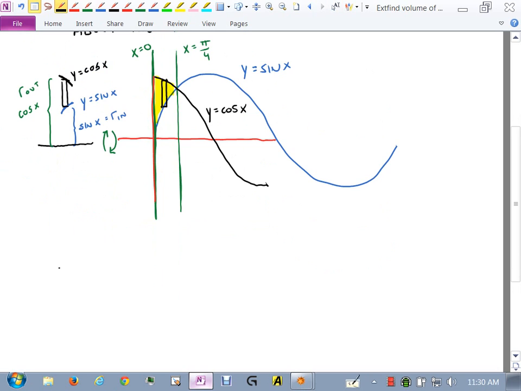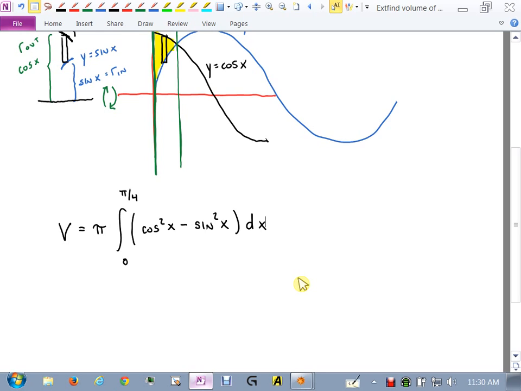See, the volume should be pi integral where to where? 0 to pi over 4 of the outer one, so cosine first, right? Cosine squared x minus sine squared x dx. And that's it.